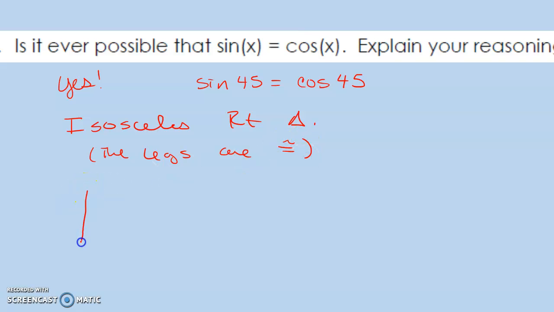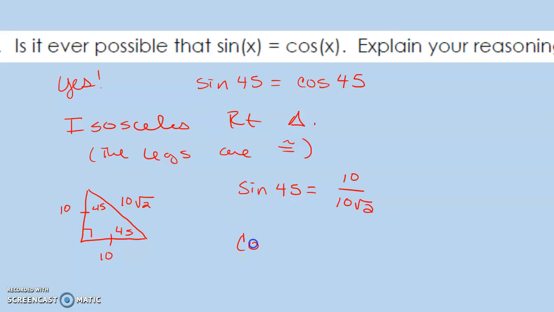So for example, if I were to draw a 45, 45, 90 triangle, that means that this leg would be congruent to this leg. If I label each of these 10, then by Pythagorean theorem, the hypotenuse is 10 square root 2. Well, then my sine of a 45 degree angle is going to be 10 over 10 root 2. And my cosine of a 45 degree angle would also be 10 over 10 root 2. They would be equal to each other.